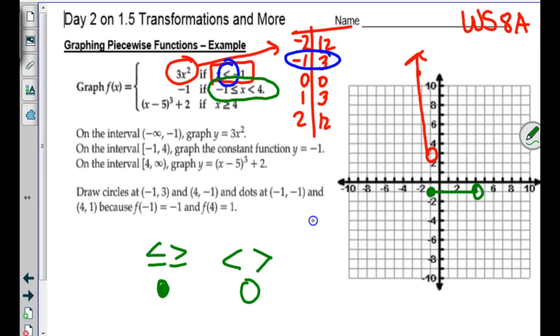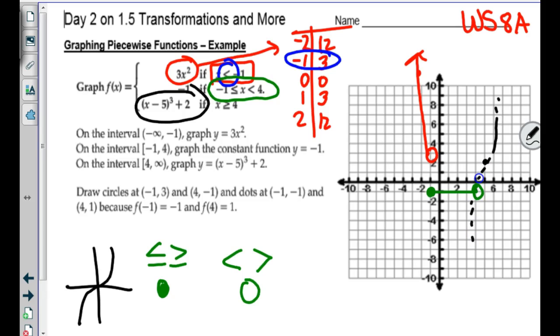All right, now starting at 4, I'm going to graph a bunch of it here. Normally a cubic looks like this. Everybody with me? There's a reason we did transformations yesterday. What 2 transformations have occurred? Right 5 and up 2 is where this thing is doing its cubic shape.